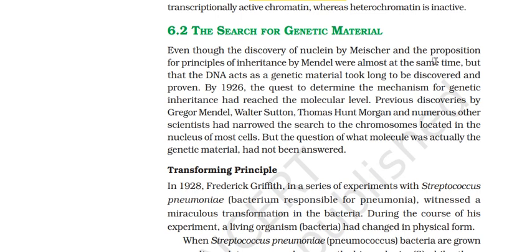By 1926, the quest to determine the mechanism for genetic inheritance had reached the molecular level. Previous discoveries by Mendel, Sutton, Morgan, and numerous other scientists had narrowed the search to the chromosomes located in the nucleus of most cells. But the question of what molecule was actually the genetic material had not been answered. ऐसी कौन सी चीज़ थी जो ट्रांसफर हो रही थी, जो इनहेरिट कर रहे थे, वो अभी भी पता नहीं था. तो अभी भी साइंटिस्ट इसी तलाश में थे कि whether it's DNA or it's something else.